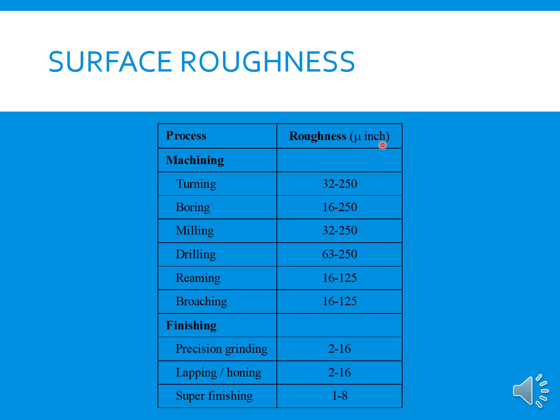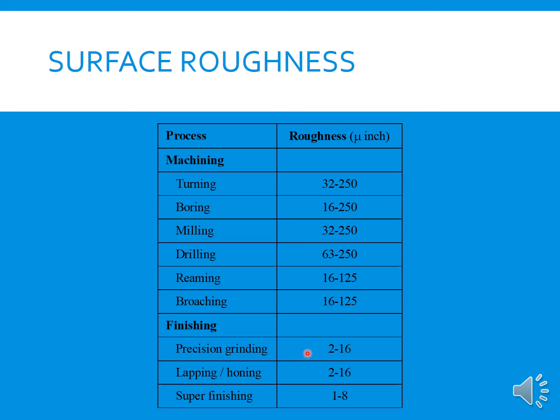This is in micro inches. When we use turning, this is quite big. Okay, 32, boring also 16 to 120. This is micrometer, micro inch, milling 32, drilling. Okay, this is very big. Reaming is 16 to 125, boring and filling. When you do the finishing process, this has very small roughness, in micro inch.